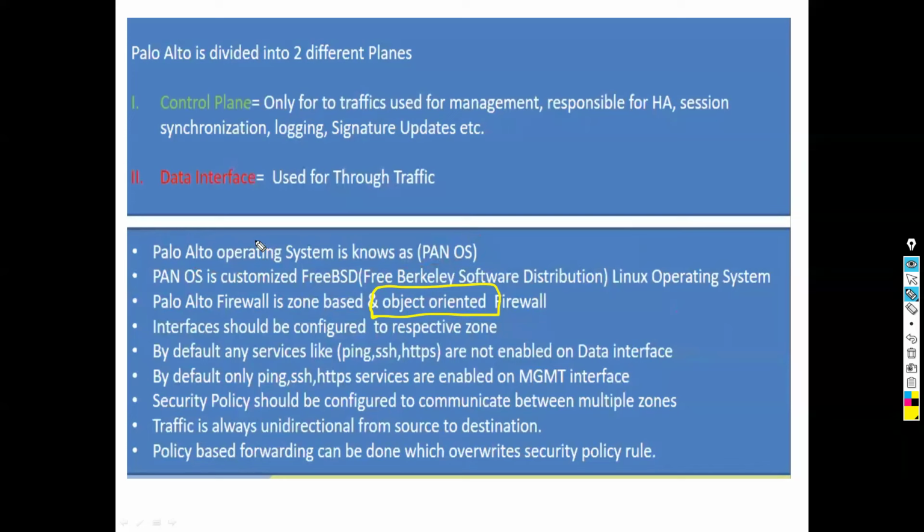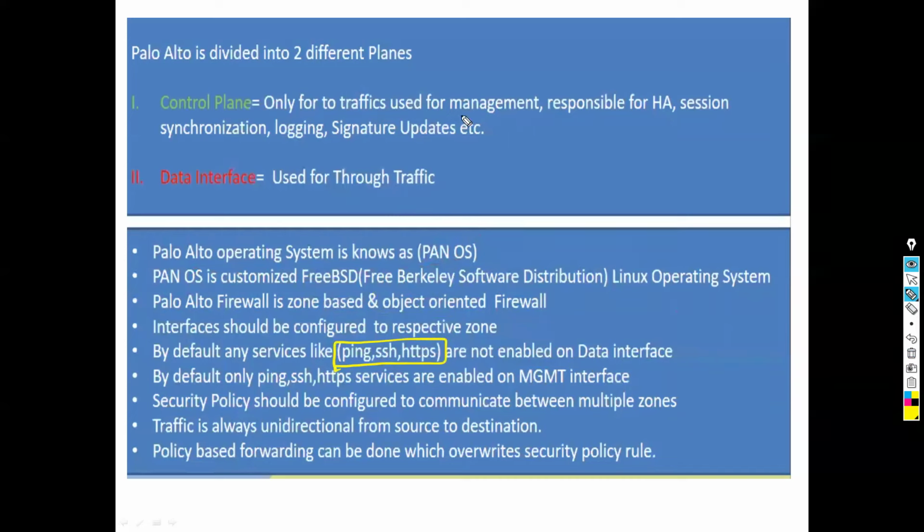Now, Palo Alto is a zone-based firewall. Palo Alto, Checkpoint, and Fortinet are zone-based firewalls. If you are working with any zone-based firewall, you need to create a policy manually to allow your traffic from one zone to another zone. Interfaces should be configured to respective zones. So yes, we can create a zone and assign interfaces to respective zones. By default, these services are not enabled on any data interface. It's like Fortinet. Nothing is allowed on a data interface.